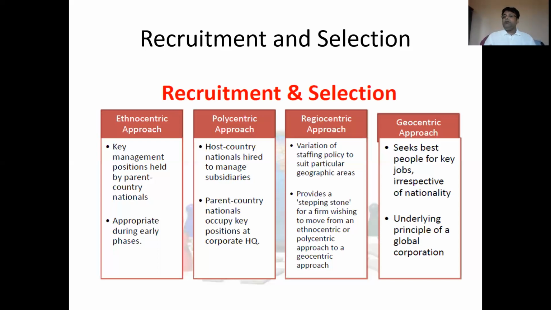The last one is the geocentric approach: the best people to key jobs irrespective of nationality. So the geocentric approach is totally skill based, competency based. Whoever is best, hire them, irrespective of their nationality.